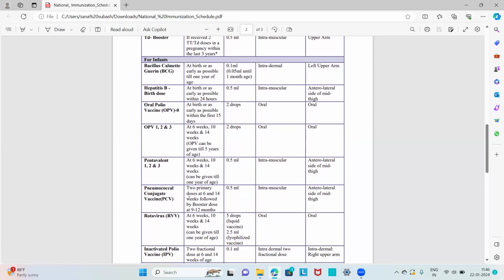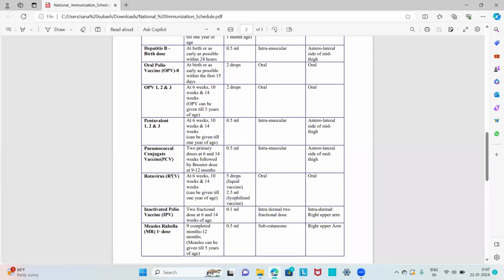Then the pneumococcal vaccine: two primary doses at 6 and 14 weeks, not at 10 weeks. Two primary doses are for the pneumococcal conjugate vaccine, at 6 and 14 weeks, followed by the booster dose at 9 to 12 months. Again the dose is 0.5 ml intramuscular, anterolateral side of the mid thigh.